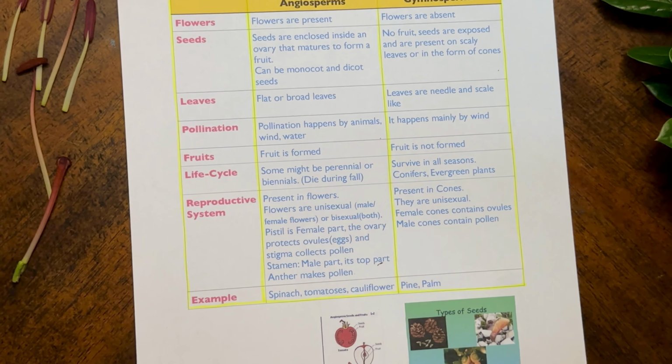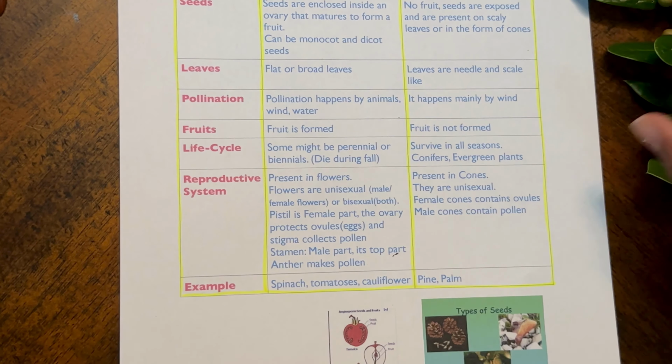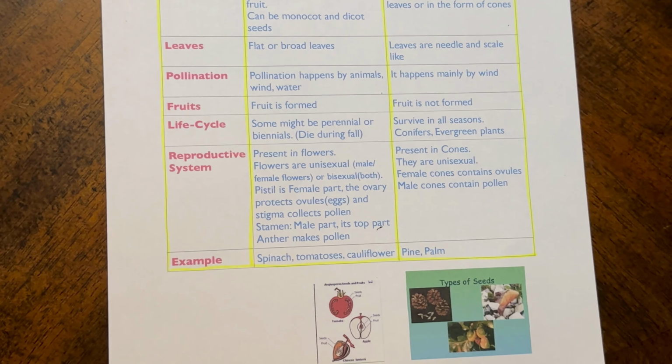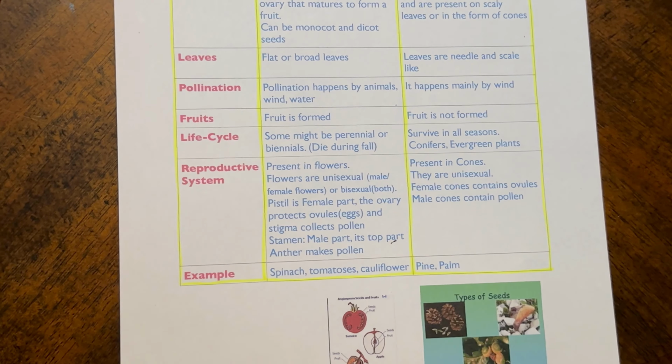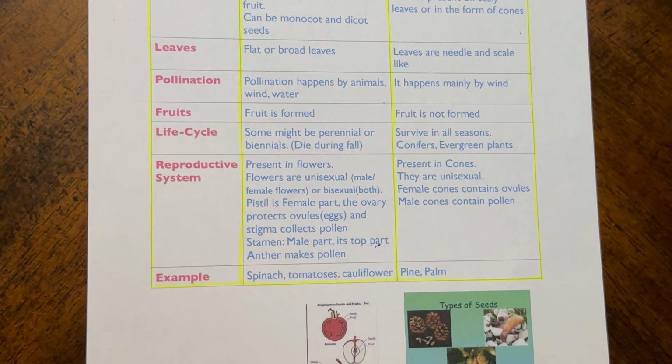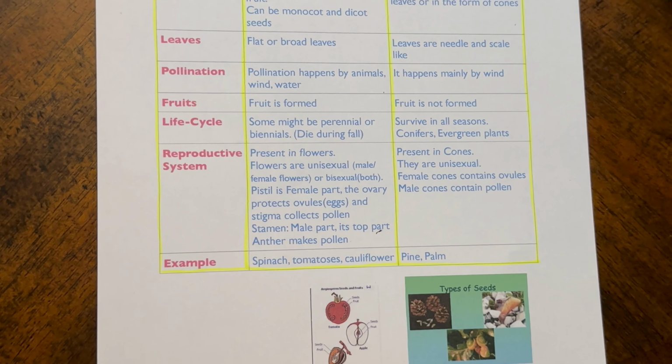Most angiosperm plants are bisexual, but gymnosperms are unisexual, and I can explain it. In a flowering plant, there's both the male and female part, but for gymnosperms, there's one separate male plant and one separate female plant.